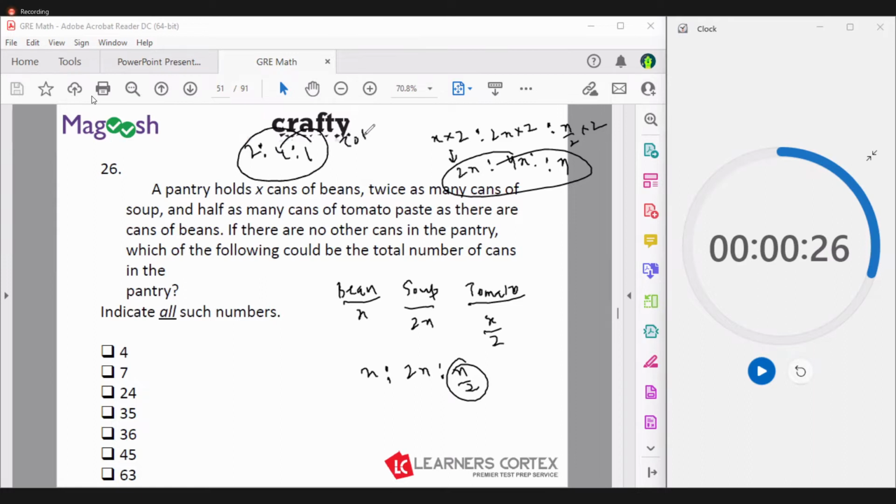Now the total number of cans would be 7x. That means no matter how many cans there are, it has to be a multiple of 7. If there is one tomato paste can, then there will be 2 bean cans and 4 soup cans. So in total, the number of cans would always be a multiple of 7. So 7, 35 and 63. These 3 would be the answer. Anyone who wants me to repeat or hasn't understood?